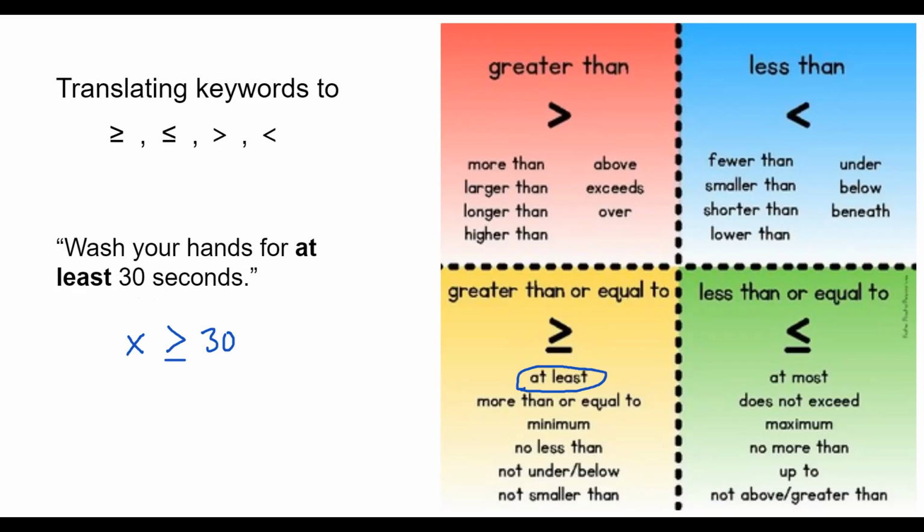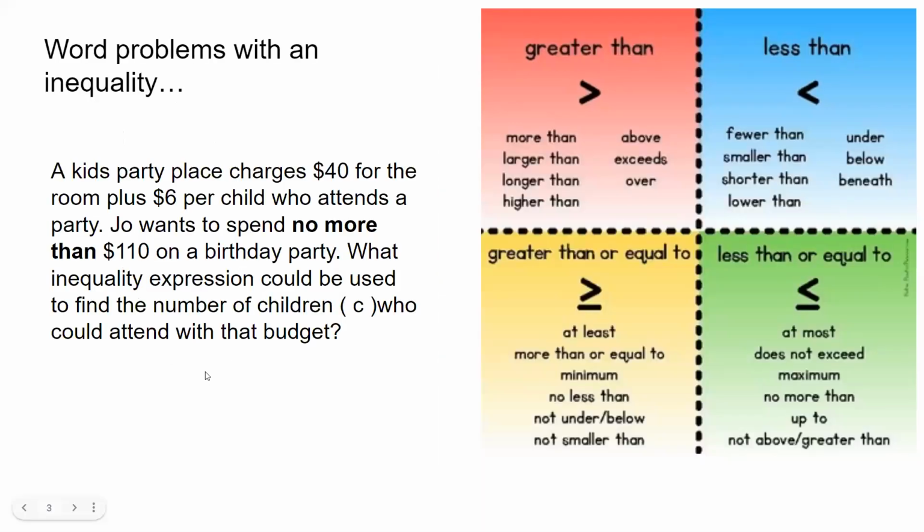All right, with that, let's move on to a more typical example of a word problem. A kid's party place charges $40 for the room, plus $6 per child who attends a party. Joe wants to spend no more than $110 on a birthday party. What inequality expression could be used to find the number of children, and we're going to let the number of children be the variable c, who could attend with that budget?